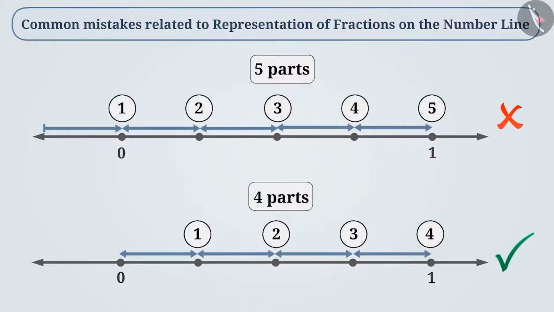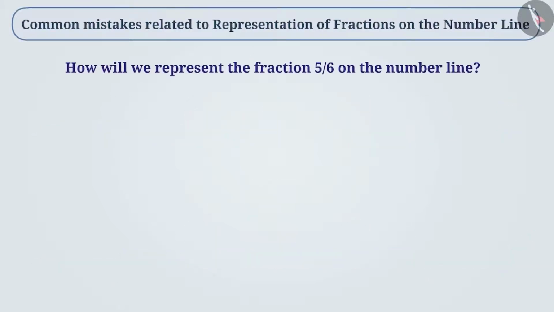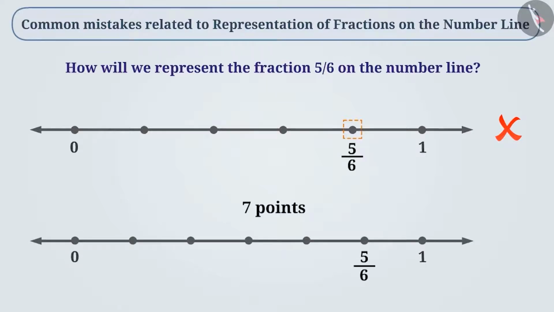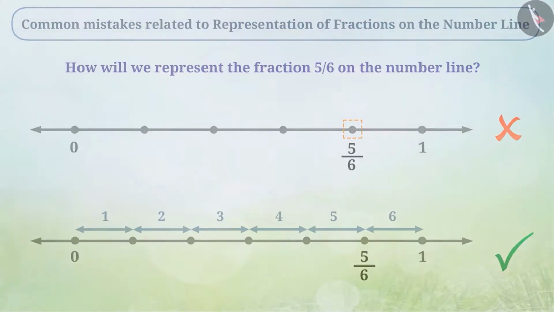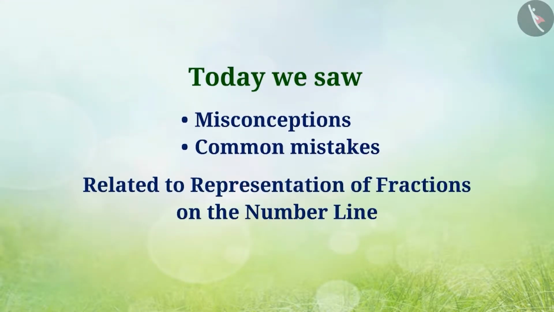As a result of counting from 0, many times there is also a mistake in expressing fractions. Suppose if it is asked to represent 5 by 6 on the number line, then a number line is made on which 6 points are marked, and considering 0 as the first point, the 5th point is marked as 5 by 6. The correct understanding is that we must take 7 points on the number line so that the total number of parts will be 6. Today, we have seen misconceptions and common mistakes related to the representation of fractions on the number line.